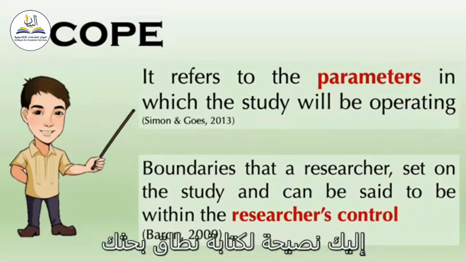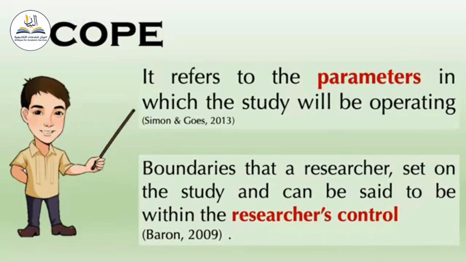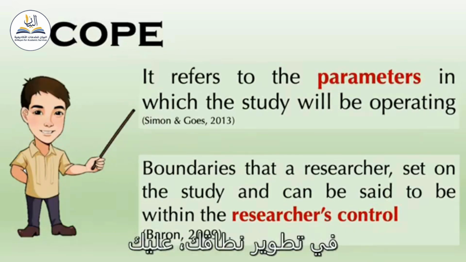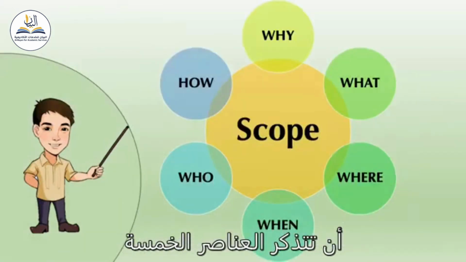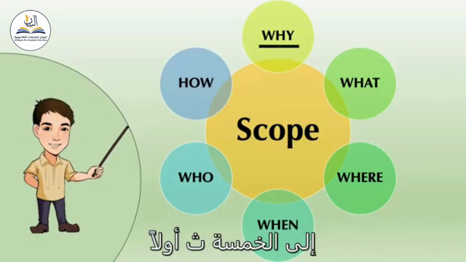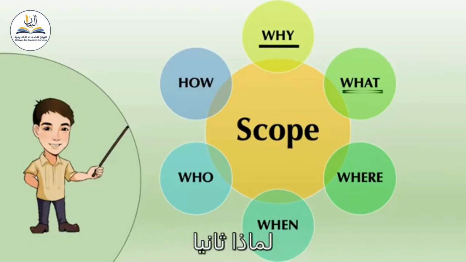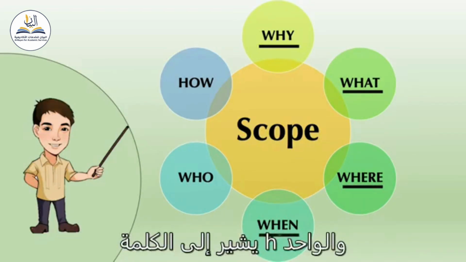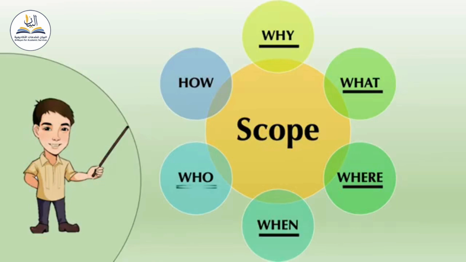Here is a tip in writing your scope of research. In developing your scope, you need to remember the 5 W's and 1 H. The 5 W's refer to, first, why, second, what, third, where, fourth, when, and fifth, who. And the 1 H refers to the word how.